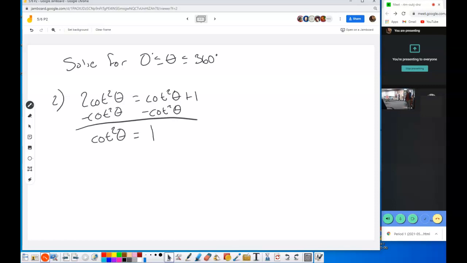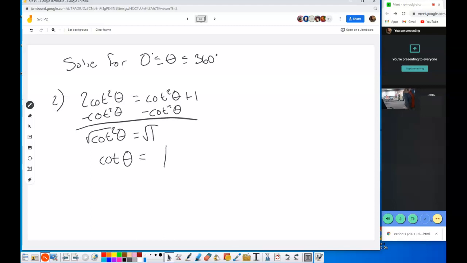Alright, we're almost there. We don't want to consider a cotangent squared when we're solving. We want just cotangent of theta equals something. So what would we do to get rid of that squared? Square root? I would square root both sides, right? So the square root of cotangent squared of theta is cotangent of theta. And then what's the square root of 1? Is it just 1?